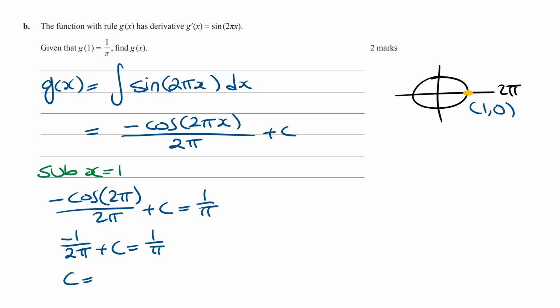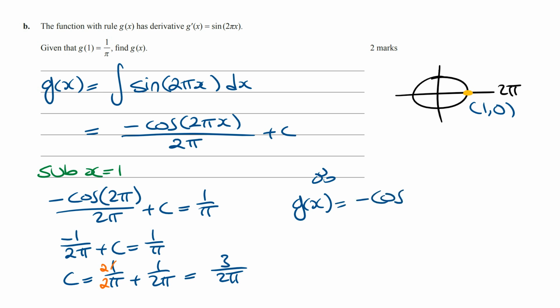Rearranging this, c is going to be 1 on pi plus 1 on 2 pi. To add this, we need to have the same denominator, and so if we multiply this by 2 on 2, we're going to get the value of c is equal to 3 on 2 pi. And so therefore, the rule of g of x is going to be minus cos of 2 pi x divided by 2 pi plus 3 on 2 pi.